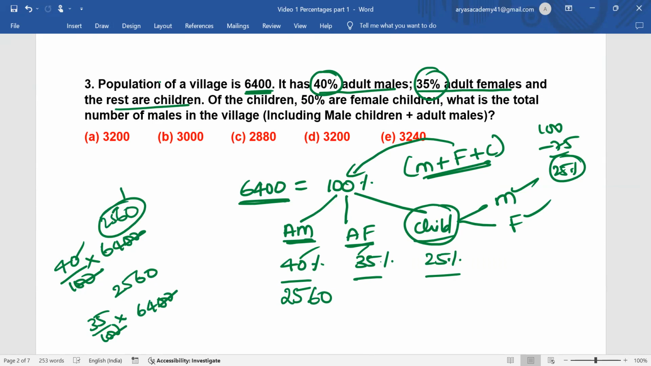64,000, sorry, 6,400. Two zeros cancel. 35 into 64. So 35 fours are 140. So 14 is carried forward. 35 sixes are 210, that is 180 plus 30. 210 plus 14 is 224. So 2240 is the population.